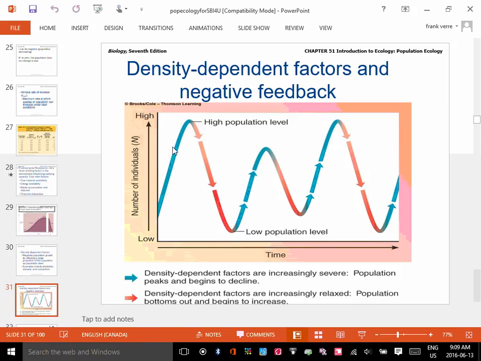This is, for example, like with the lynx and the hare, right? When we have a high population of hare, there's not enough food for them. Population crashes. When there's a low population of hare, there's a lot of food for them. Population rebounds. What pattern do you see here? Where have you seen this pattern before? Think hormones. This is a blank feedback system.